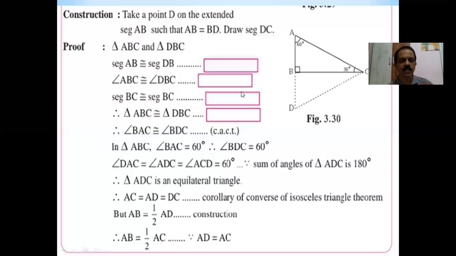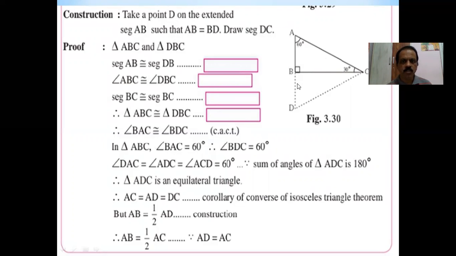These two triangles are congruent. Like here, right? Test of the congruency is side angle side test. Now the congruency of that correspondence we write angle BAC. Look here, angle BAC is congruent to the angle BDC. So that BAC is equal to 60 degree.